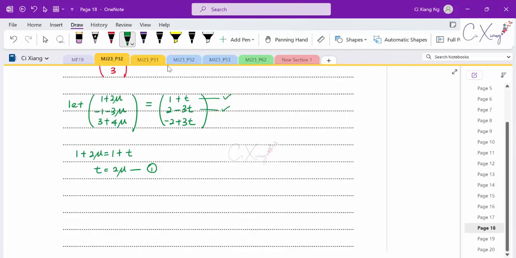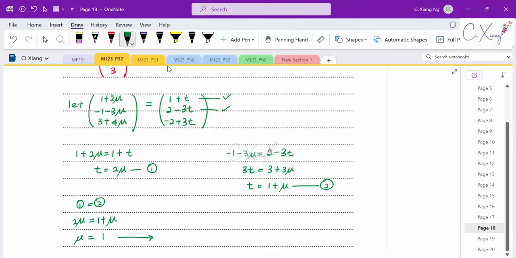Then for the second equation, I'm having negative 1 minus 3 mu equals 2 minus 3t, right? So I'm having 3t equals 3 plus 3 mu, and after that, t equals 1 plus mu. So I actually have two equations in terms of t and mu. Therefore, if I try to solve them, I'll get the value of mu first. So 2 mu equals 1 plus mu, and eventually mu equals 1.